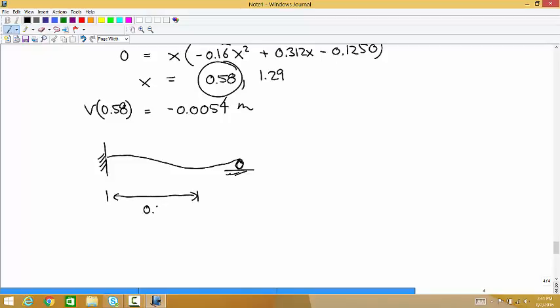So this distance is 0.58 meters, so that minimum did happen to the right of the center line, and the amount of deflection was 0.0054 meters. Any other questions about that one?